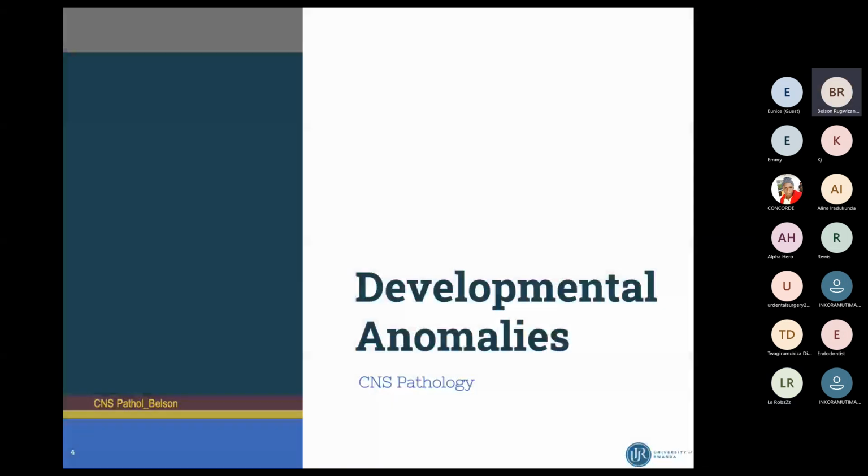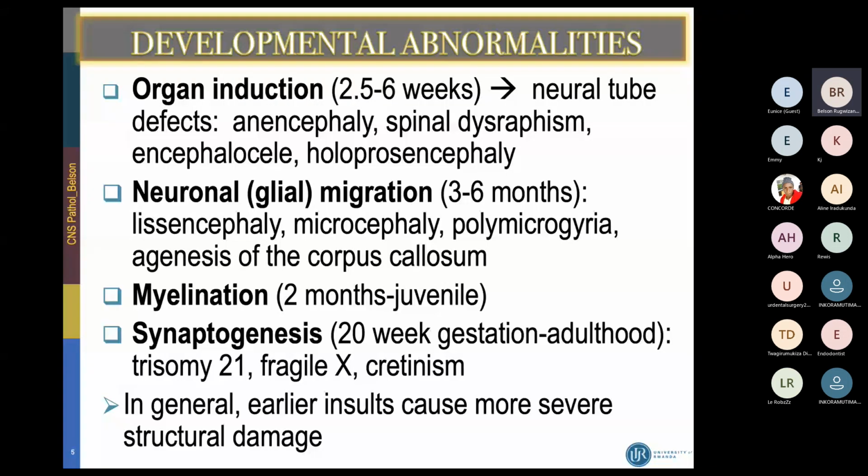So we start with the developmental anomalies of the central nervous system. As you know, in embryology there is a time when there is organ induction, and then there is migration of the organs and so on. If there is a mistake during the time of organ induction, there are diseases which will be manifest. If the problem comes during the migration of cells and so on, there are also some specific diseases which will ensue.